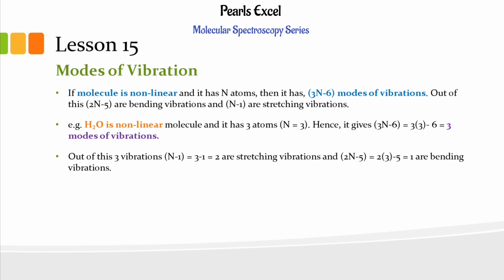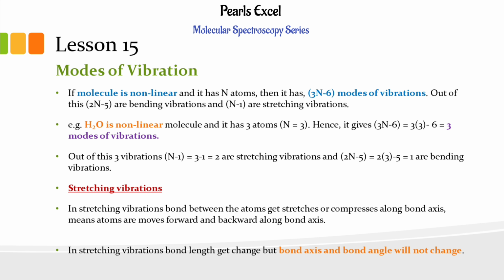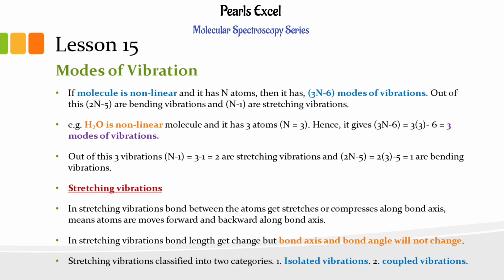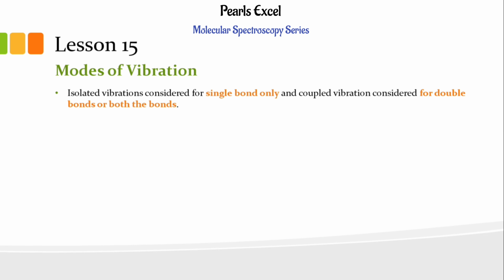After applying the formula, now we start with its types. So first is stretching vibrations. In stretching vibrations, the bond between the atoms gets stretched or compressed along the bond axis, which means atoms move forward and backward along the bond axis. In stretching vibrations, bond length gets changed but bond axis and bond angle will not change. Further, stretching vibrations are classified into two categories, one is isolated vibrations and the other is coupled vibrations. Here, isolated vibrations are considered for a single bond only and coupled vibrations are considered for double bonds or both the bonds.